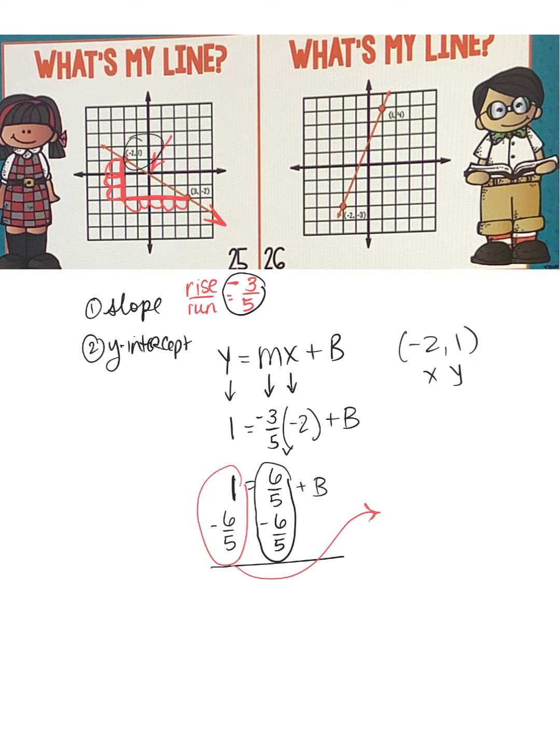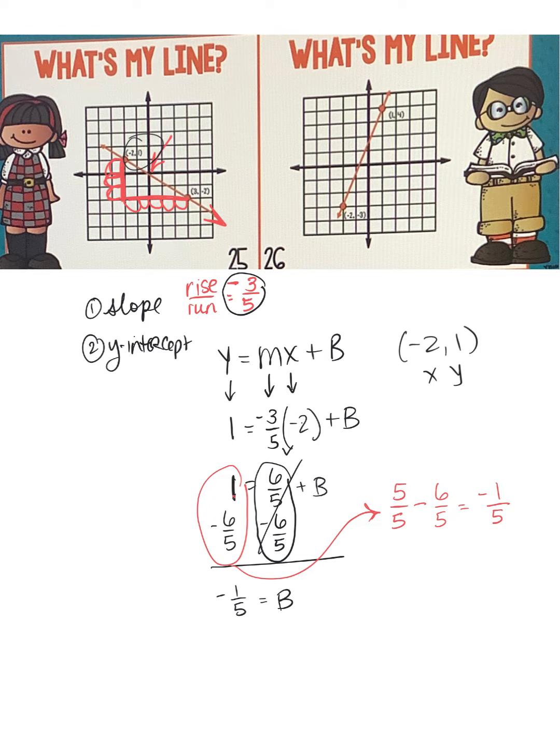Instead of 1, I'm going to make that 5/5, because that's the same as 1. Remember, any number divided by itself is 1. So I changed the 1 into 5/5 because I need to subtract 6/5. And 5 minus 6 is negative 1, and you keep the denominator the same. Which means that negative 1/5 is equal to b. Remember, that canceled out. There we have it.